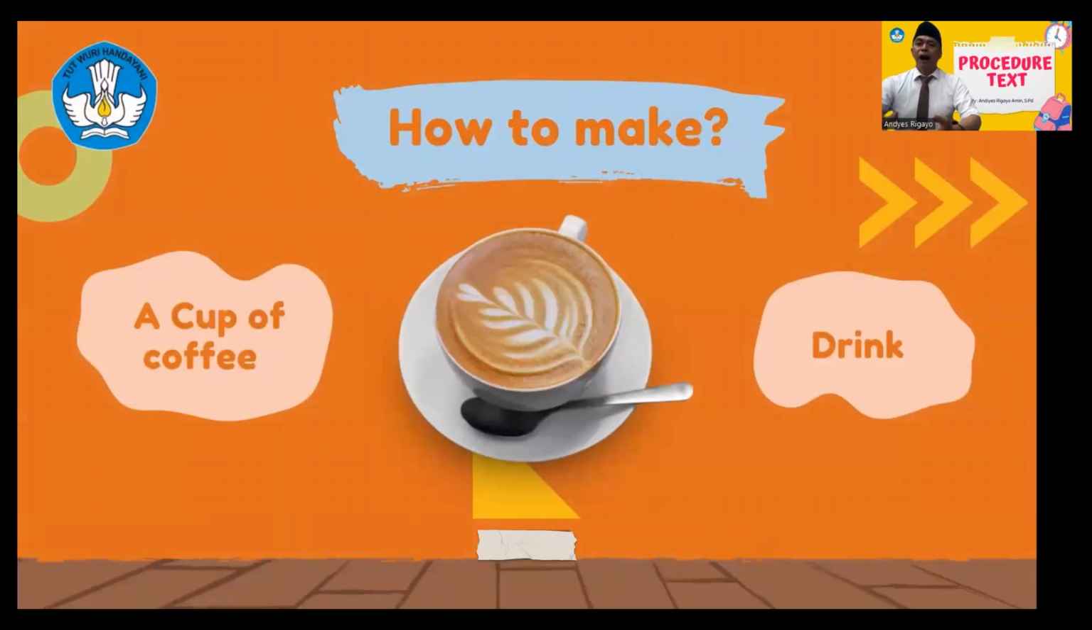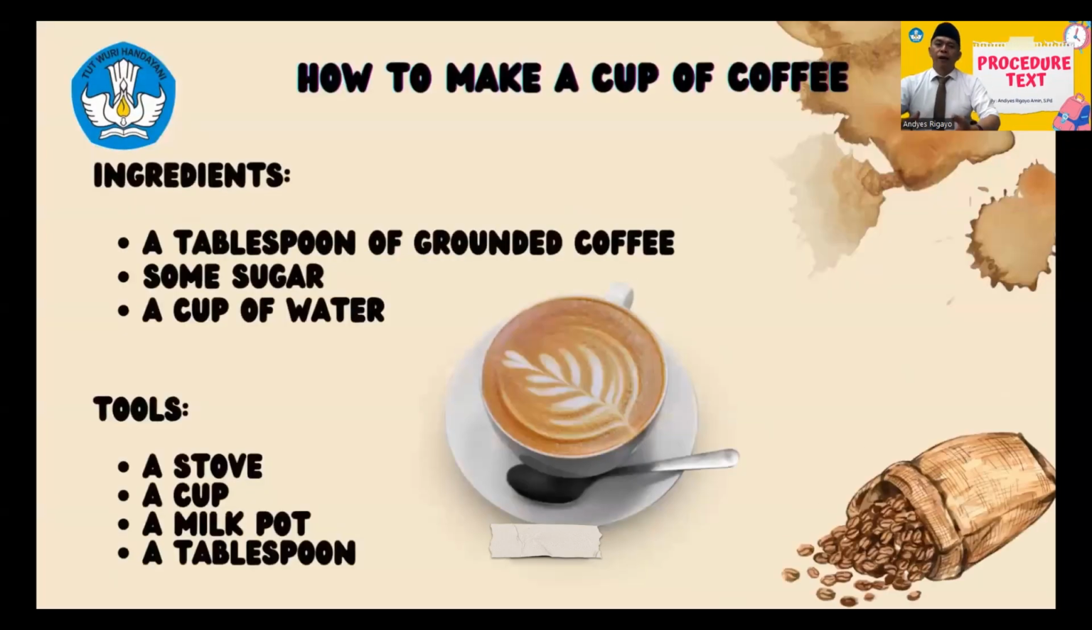Yeah, and then how to make a cup of coffee. This is kind of drink. Yeah. How to make a cup of coffee. Coffee is a drink. And the ingredients on how to make a coffee is a tablespoon of grounded coffee, some sugar, a cup of water. The tools: stove, a cup, milk pot, and a tablespoon.